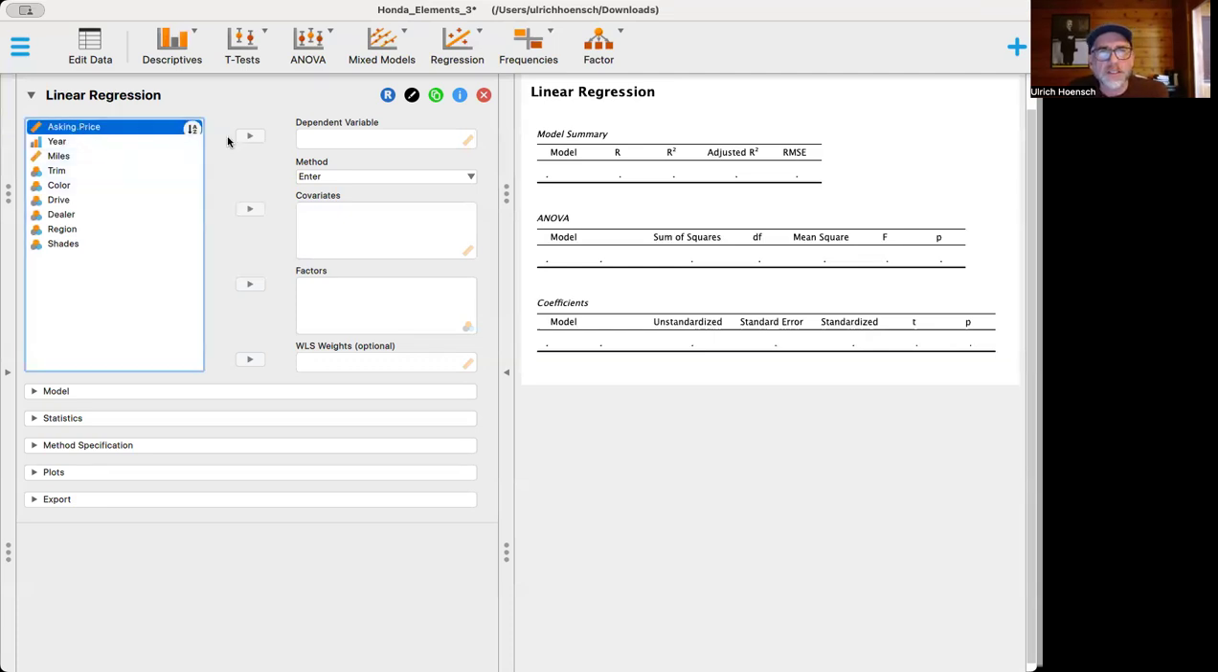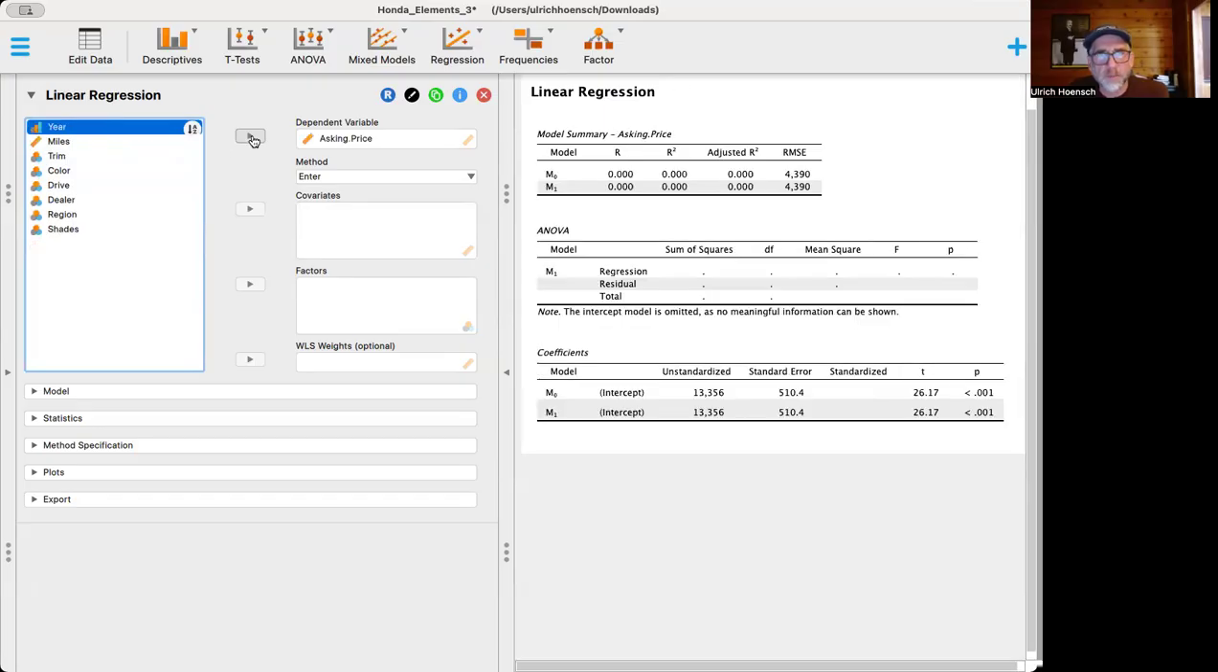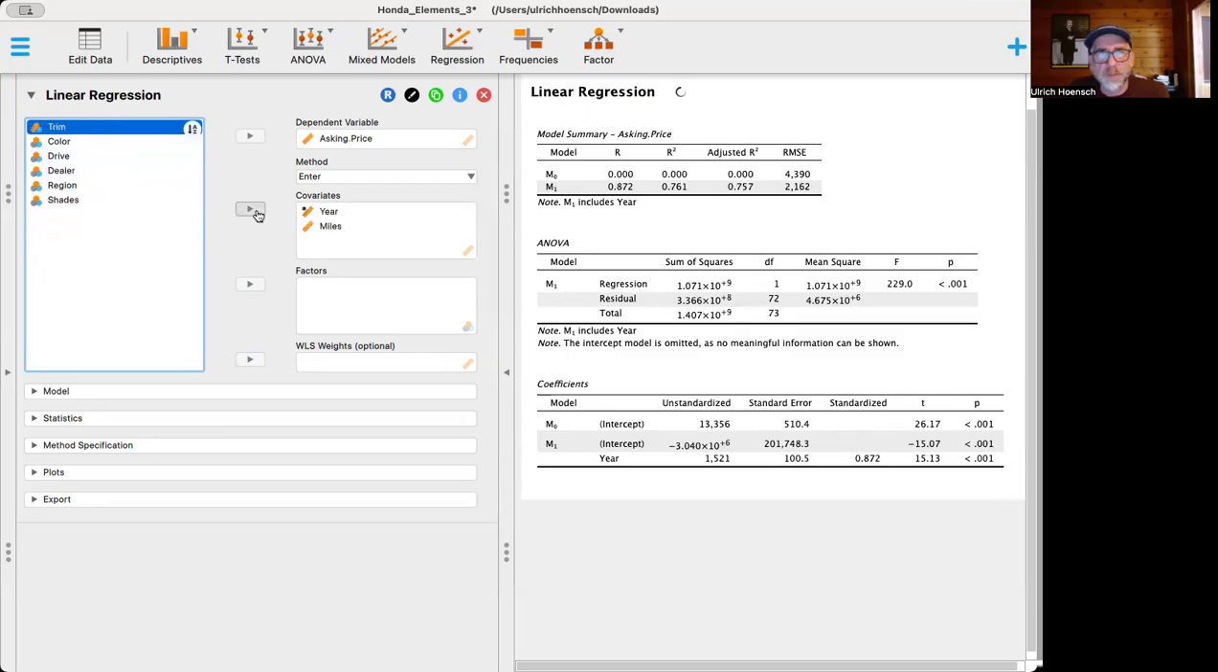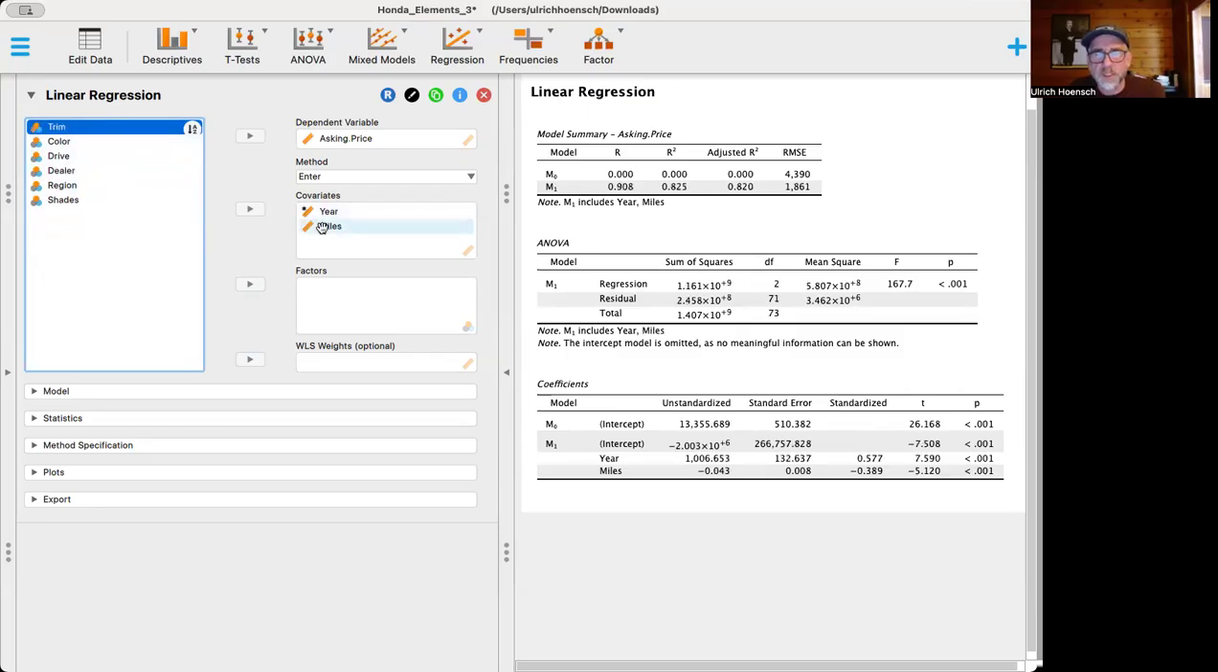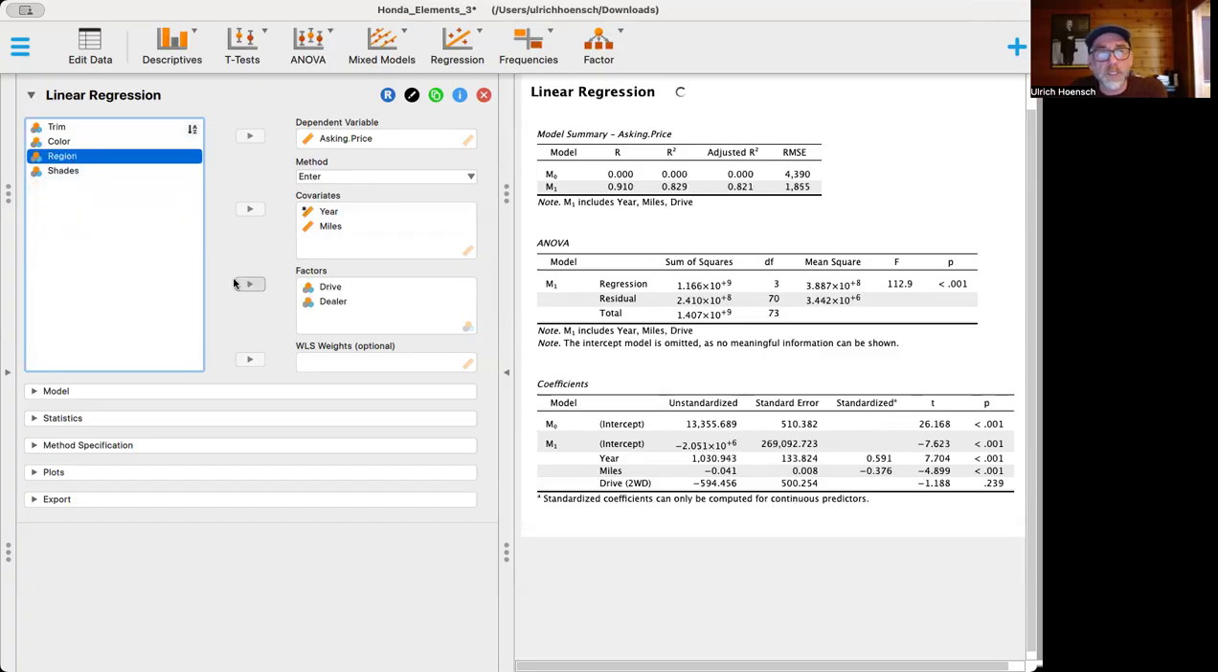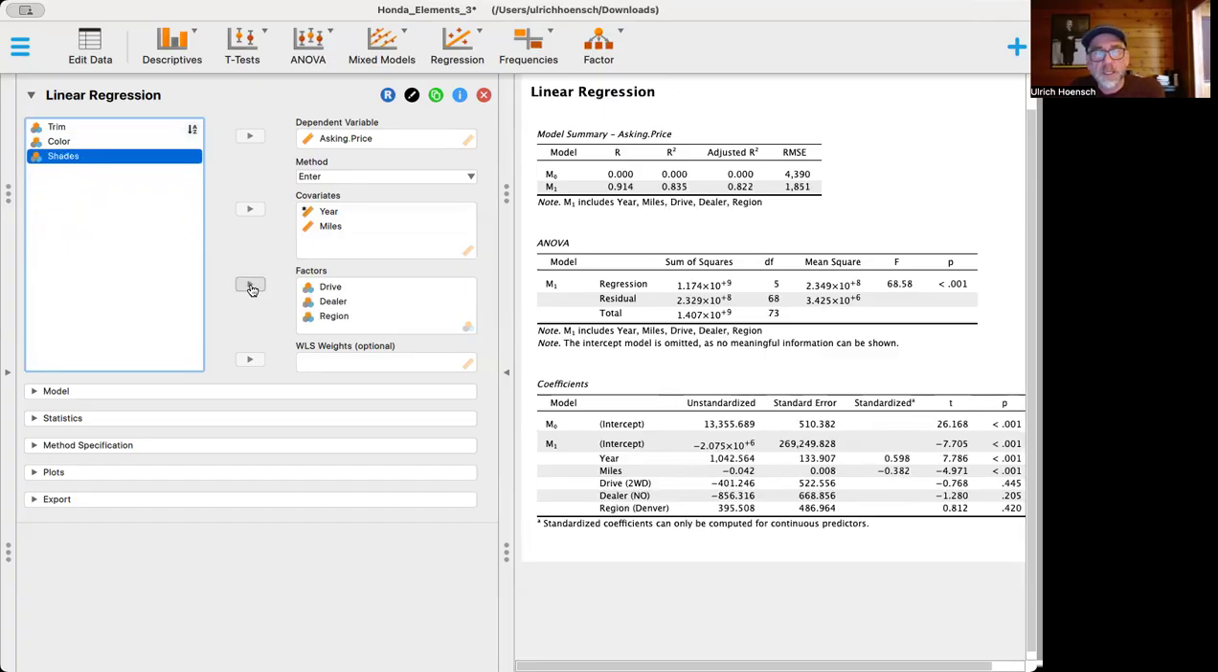I'm selecting asking price as my dependent variable, and then I'm using year and miles as my covariates. Again, these need to be quantitative variables for this to work. Then I'm going to use drive, dealer, and region as my factors. For this class, the factors only have two levels, which simplifies things a little bit. As you can see, the output is what we started with.